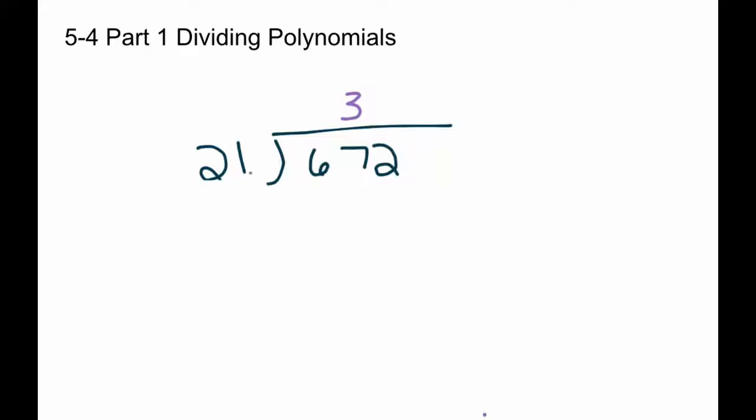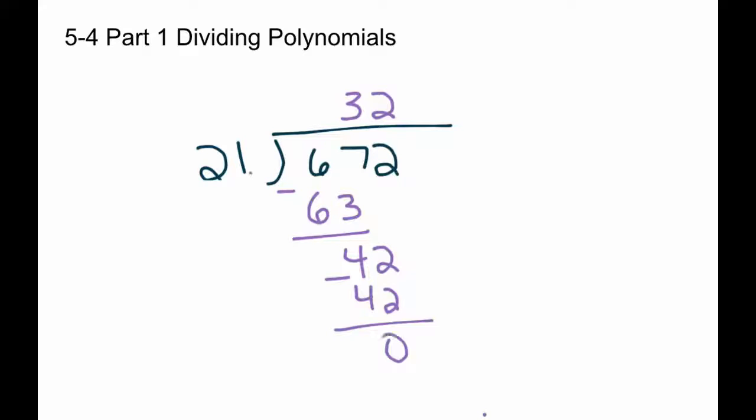All right, so 21 times 3 is 63. And then you would subtract these. So 67 minus 63 is 4, and you bring down the 2. And then you would ask yourself, well, what can you multiply 21 by to get as close to 42 as possible? Well, if you multiply by 2, you hit 42 on the nose, and you subtract, and we say that we have a remainder of 0.